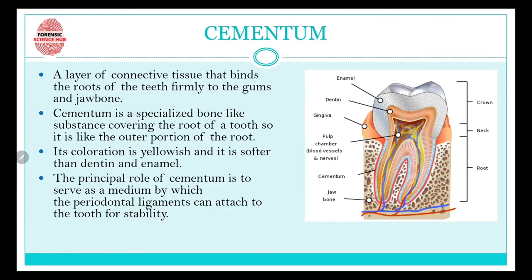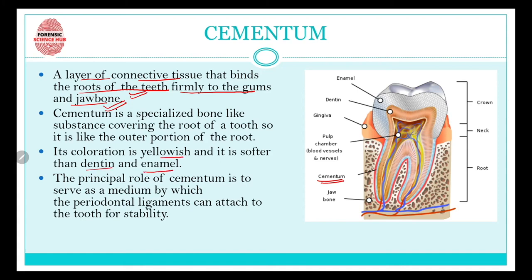Then if you talk about the cementum, then cementum is basically a layer of connective tissue that binds the root of the teeth firmly to the gums of the jawbone. So the root is bound to the gums and the jawbones through this connective tissue known as the cementum. Here you can see this is the cementum. Its coloration is yellowish and it is softer than dentine and enamel.